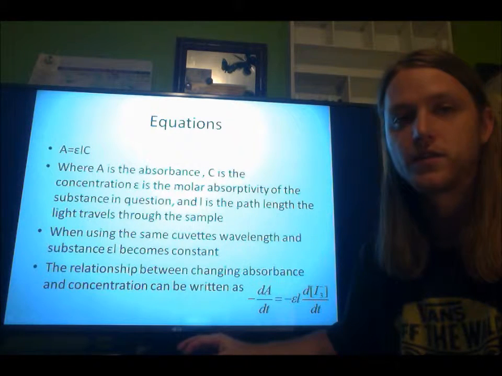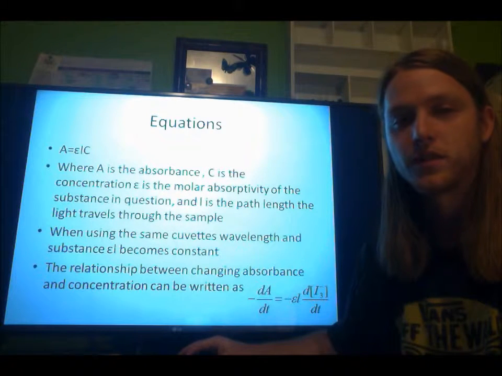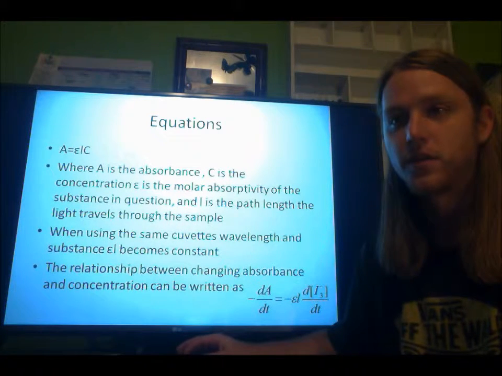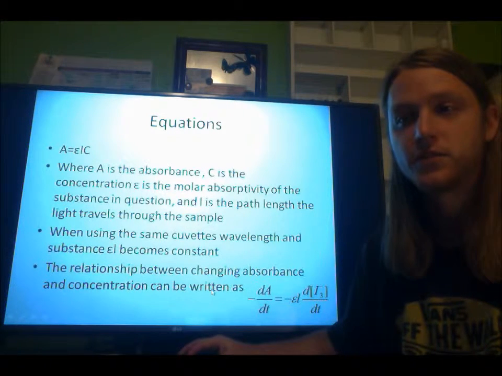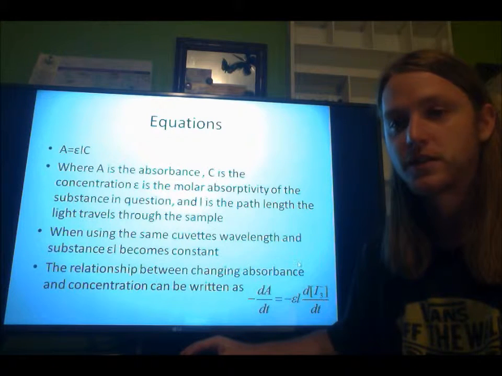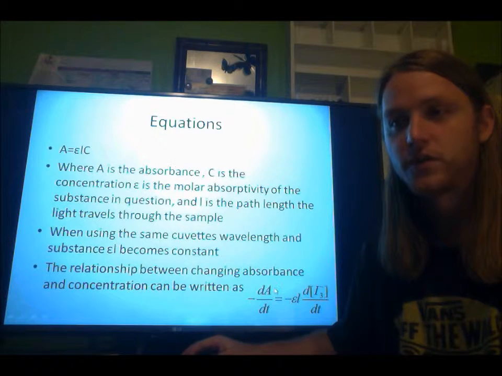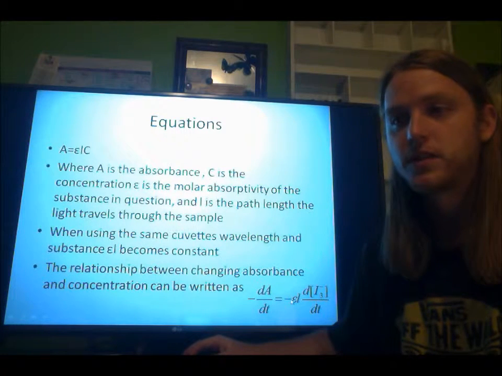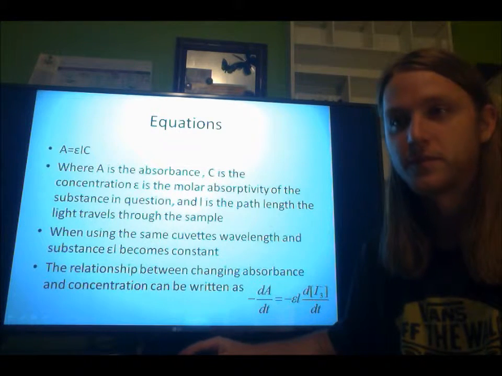We can solve for the path length and the molar absorptivity by analyzing a known concentration sample, and once we get the absorbance of that, we can solve for the path length and the molar absorptivity. The relationship between changing absorbance and changing concentration can be written as this equation down here, which says that the negative value of the change in absorbance over the change in time is equal to the negative value of the molar absorptivity times the path length times the change in concentration over the change in time.